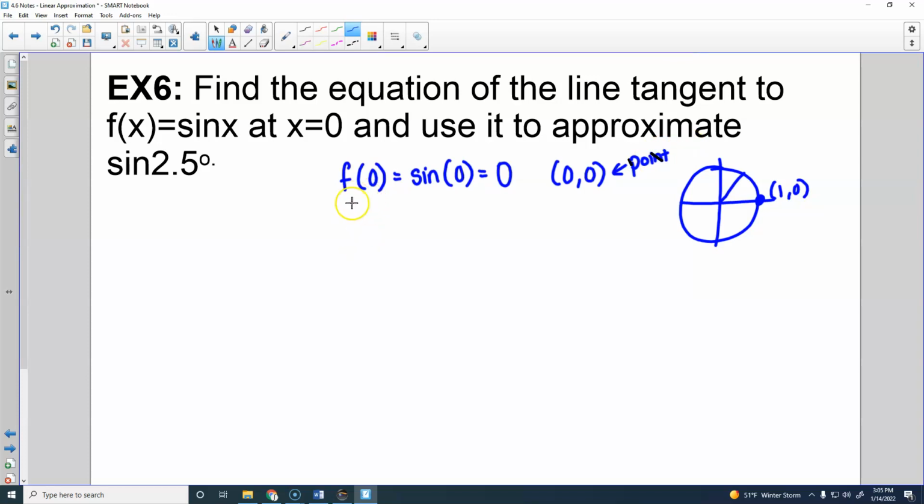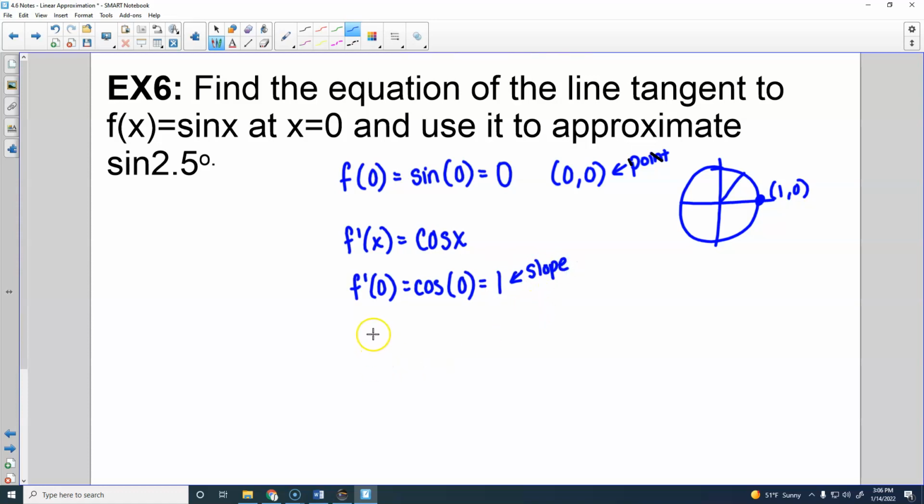All right, so if we take our derivative, f prime of x for sine of x is just cosine of x. So if we find f prime of 0, that would be cosine of 0. What is cosine of 0? 1. There's our slope. So y equals 1 times x minus 0 plus 0. So basically y equals x.